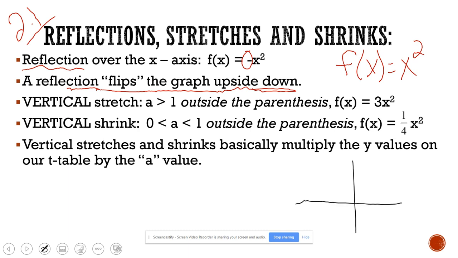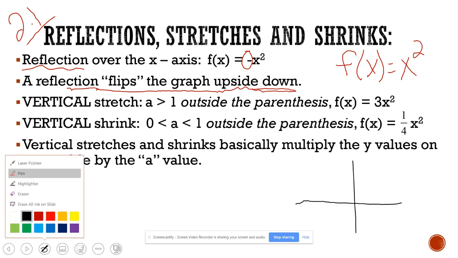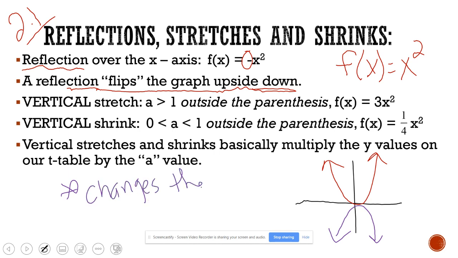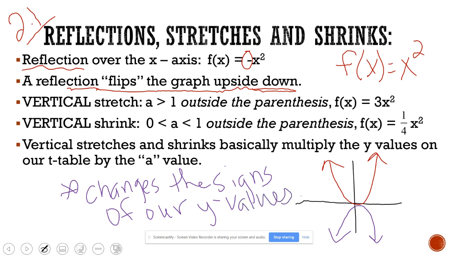Sketching a graph of our parent function. Here's a sketch of our parent function. And if we reflect it, it's going to look like this. Just flip upside down. And the reason why that's happening is where the negative happens to be changes the signs of our y values in the ordered pairs.